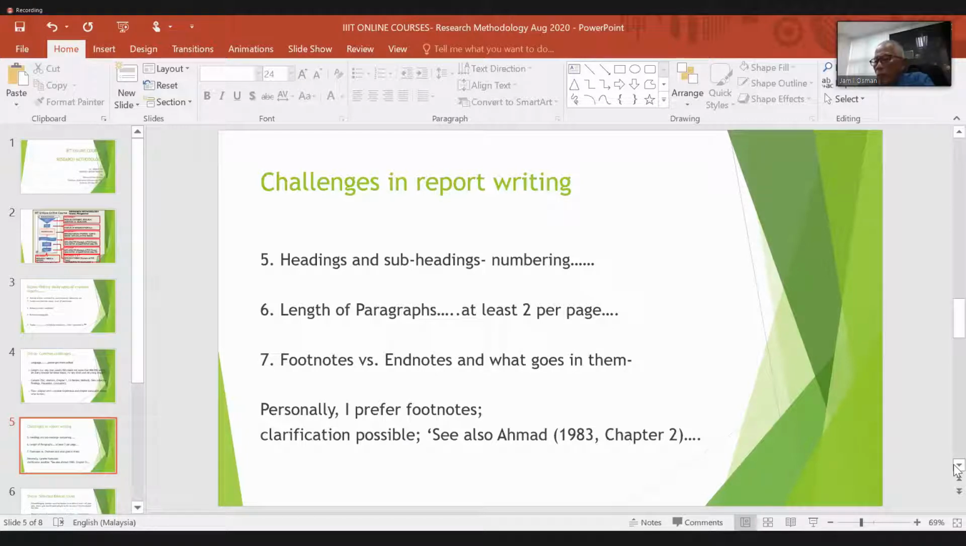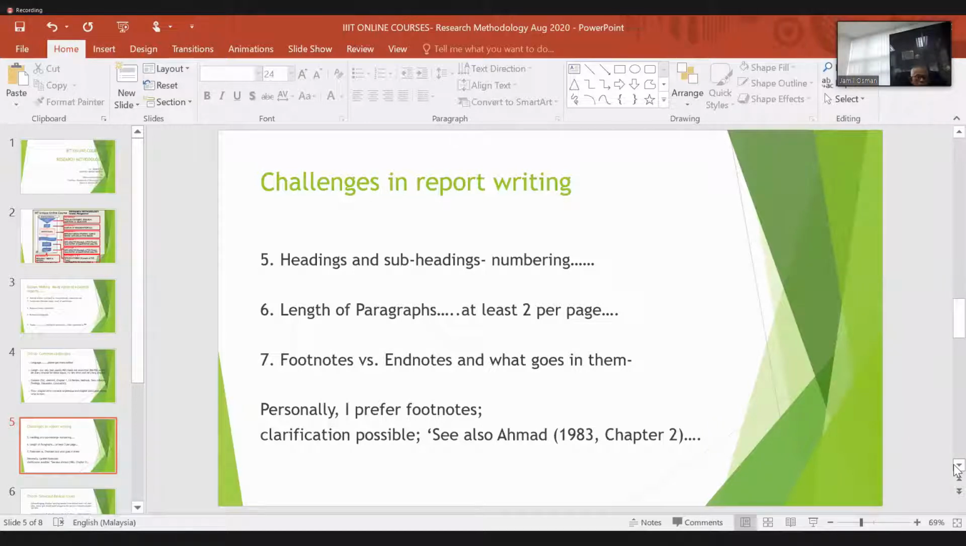And finally, footnotes and endnotes. You know, this issue, I think it depends on universities. You have to follow the instruction, of course. If your university, or if your research funder, wants you to do endnotes, you have to do endnotes, right? Personally, I prefer footnotes, because when the issue comes up, I am able to see what exactly you are referring to, yeah. And therefore, I prefer footnotes.